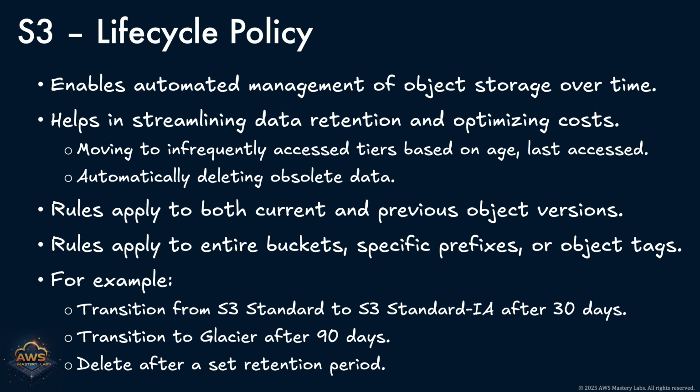For example, you can configure objects to automatically move from S3 Standard to S3 Standard Infrequent Access (IA) after 30 days, then transition to S3 Glacier after 90 days, and eventually be deleted after a designated retention period. This automated flow ensures that data is always stored in the most cost-effective tier based on its age and access frequency. Lifecycle rules can be applied to both current and non-current versions of objects, making them ideal for managing versioned buckets as well.